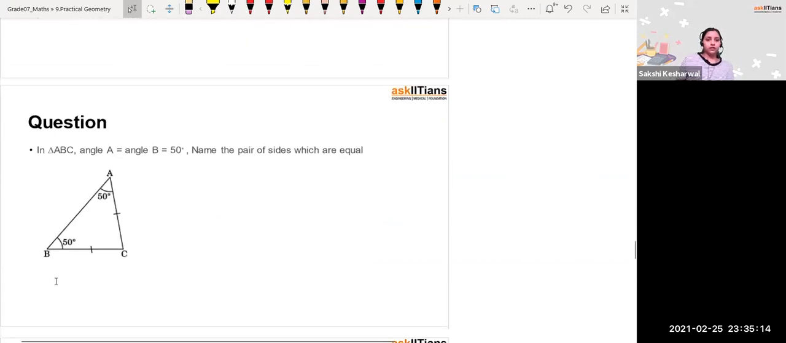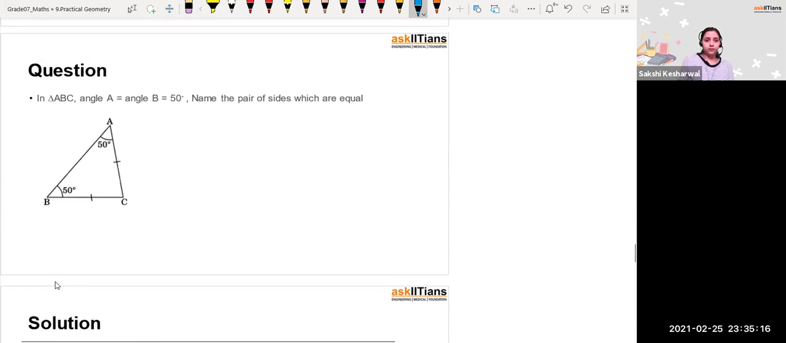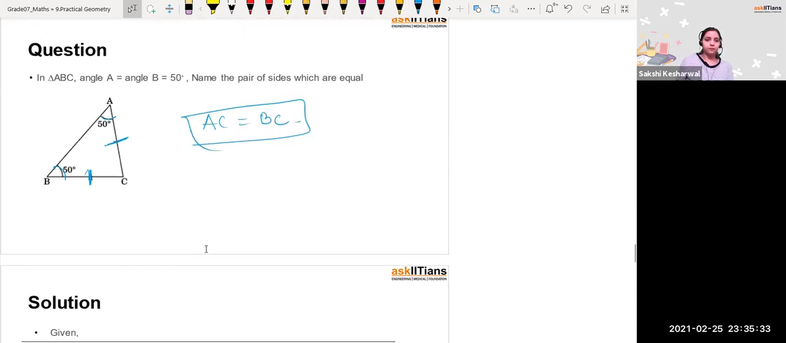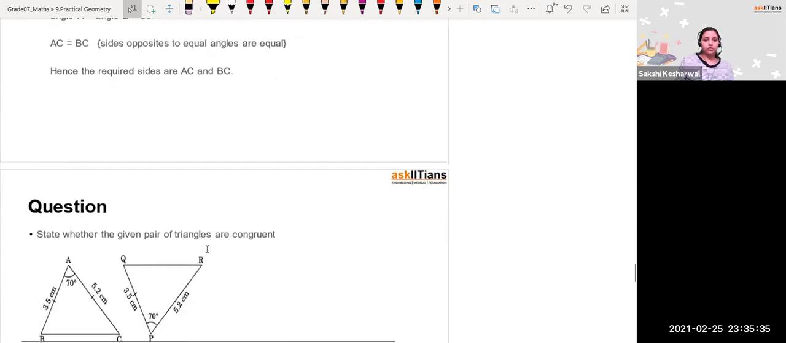Now, coming to this question, it says that in a triangle, angle A is equal to angle B. Name the pairs of sides which are equal. They have already made the figure. If these two angles are equal, then the sides opposite to them are equal. So ABC is an isosceles triangle, and AC is equal to BC, the side opposite to the equal angle.